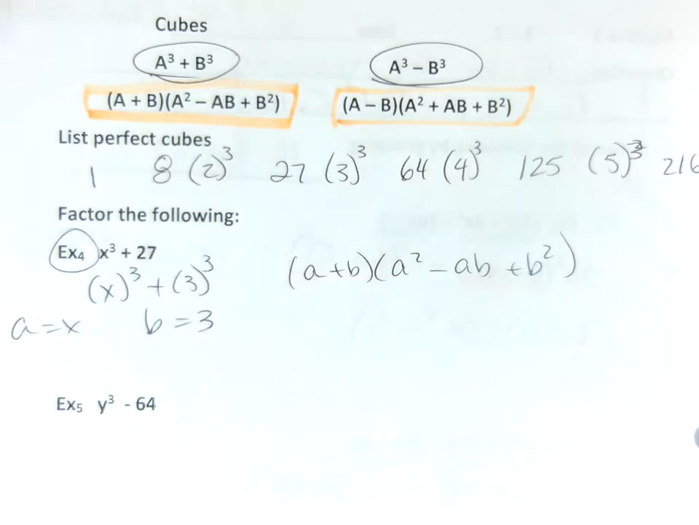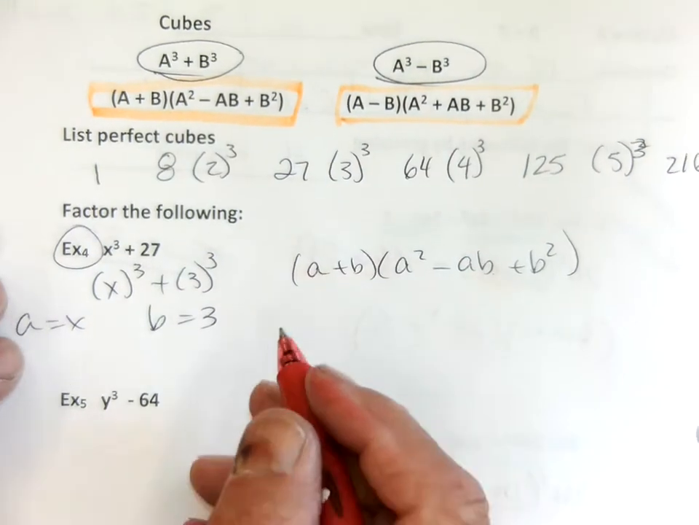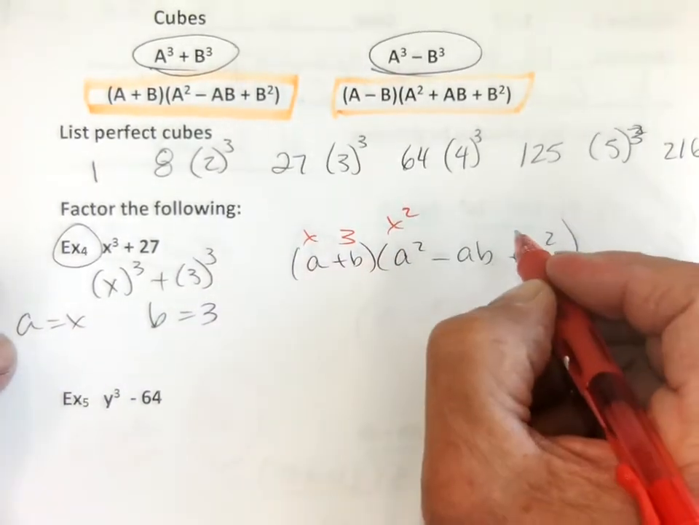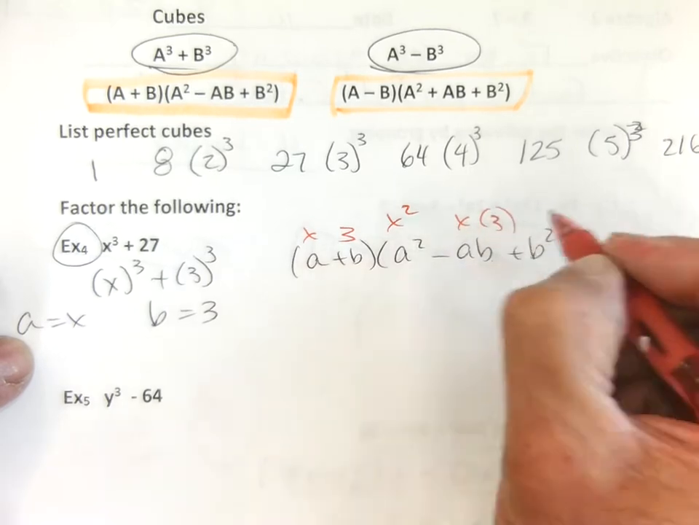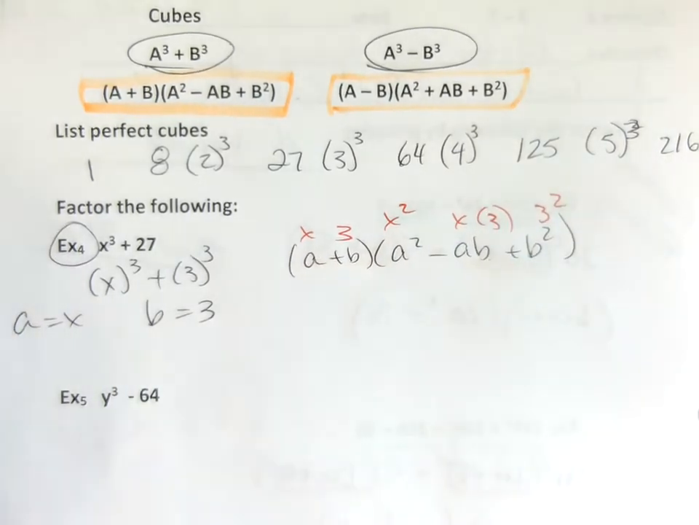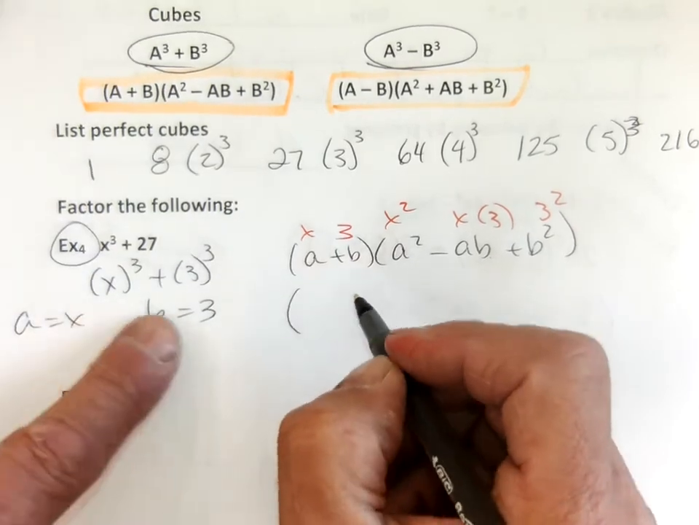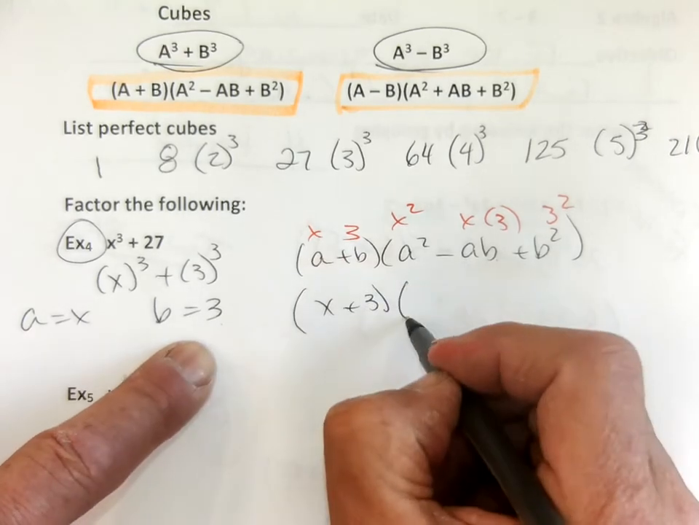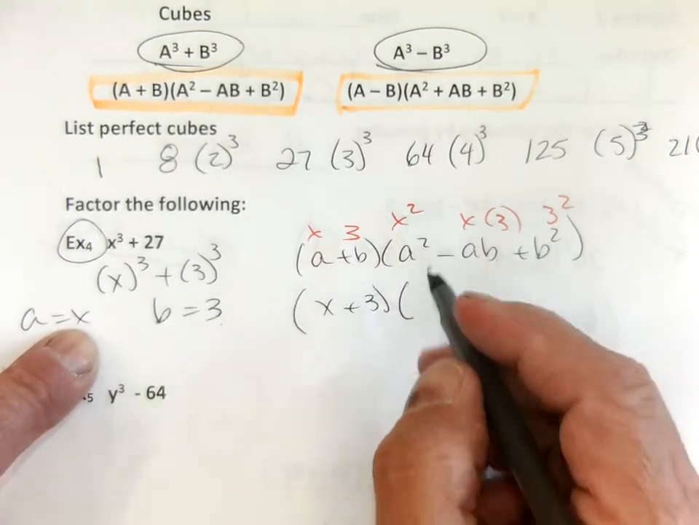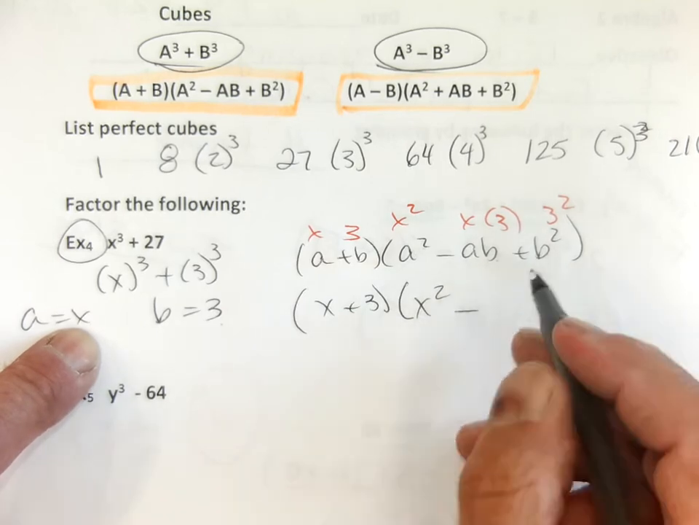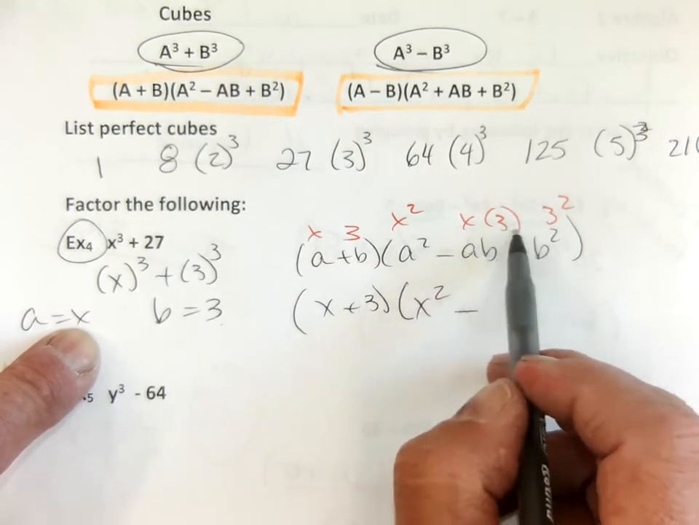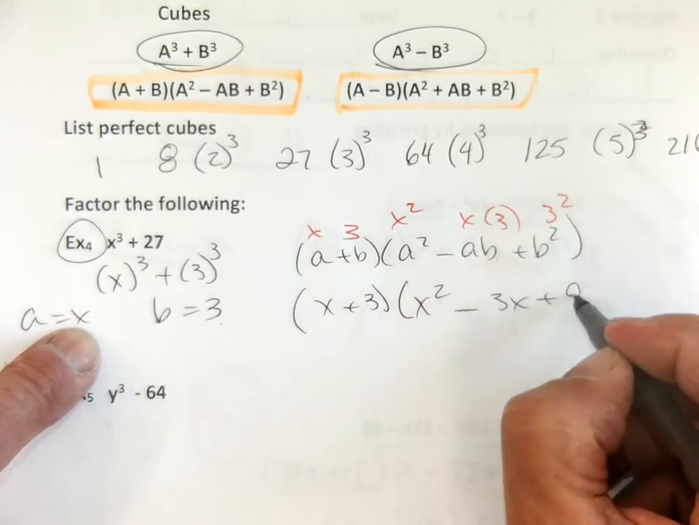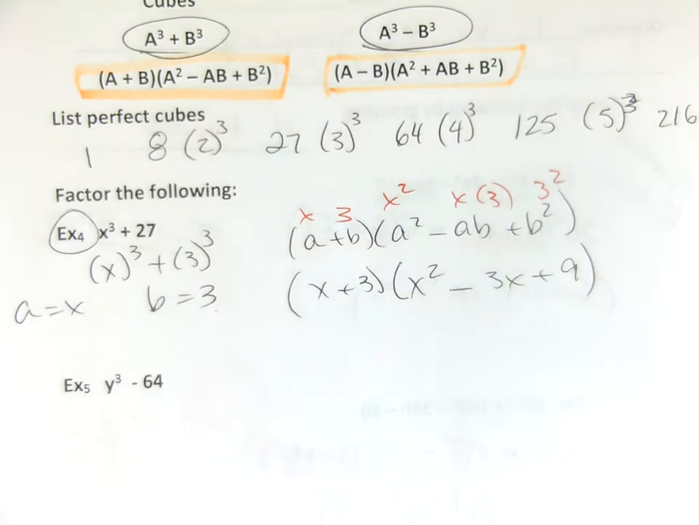So I'm going to put x's, 3's, I'll put x squared, I'll put an x and a 3 here, and I'll put a 3 squared here. So I'm going to rewrite this as, you ready? An x plus 3, because a is x and b is 3. I'm going to go in a squared, but x squared minus ab. A times b, that's going to be 3x, plus b squared. Well, that's just 3 times 3, which is 9. Answer. Done.